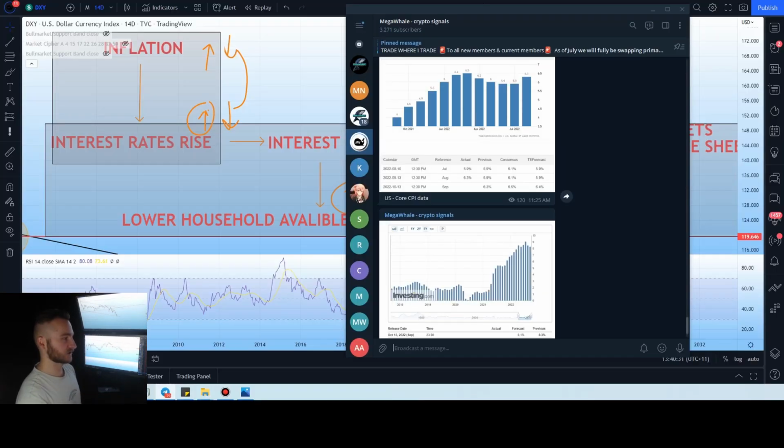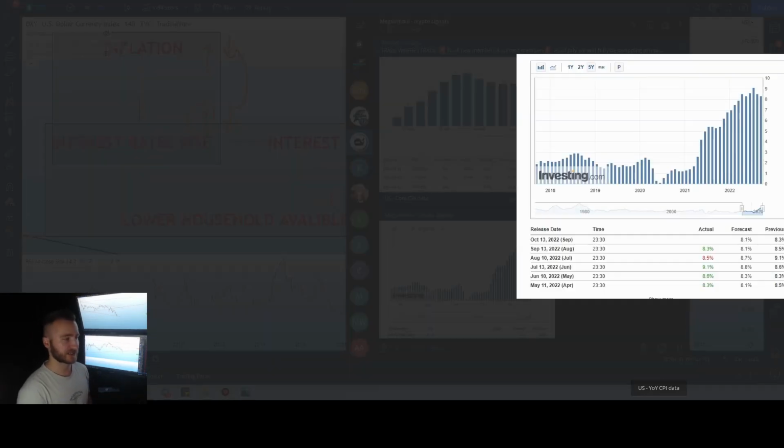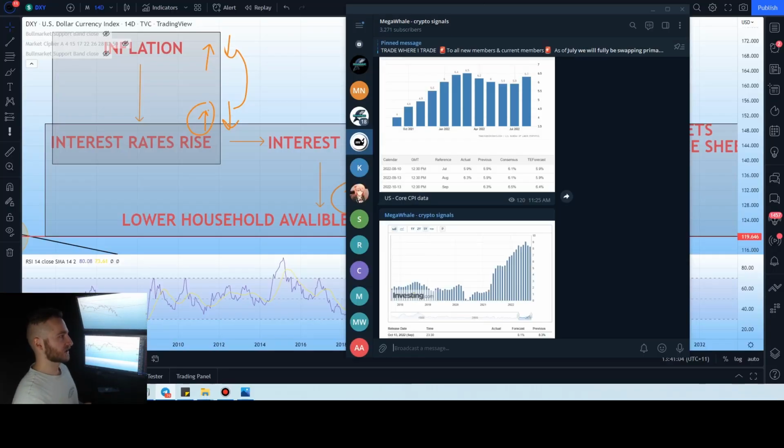If we take a look at the year on year, which is more important at the moment, we're looking at a forecast of 8.1, the previous of 8.3. So anything that is at forecast or above forecasted is going to have a bearish result in the market. Anything below forecasted is going to have a bullish result in the market. I'm going to explain why that is generally the case, and this is important to understand. Although that is theoretically the case, it doesn't always play out like that, okay? So let's take a look.